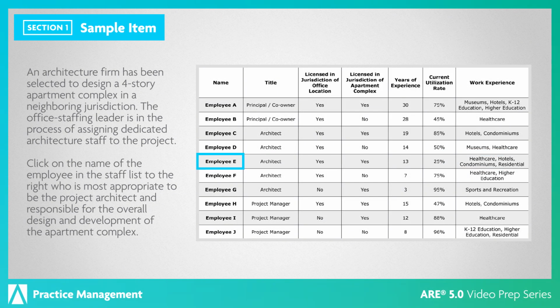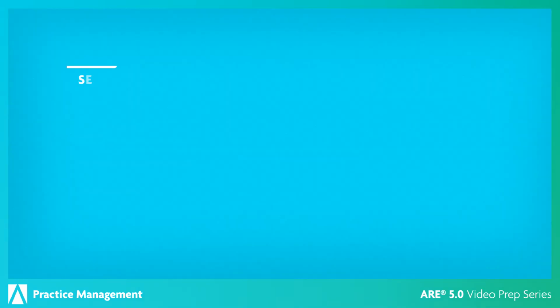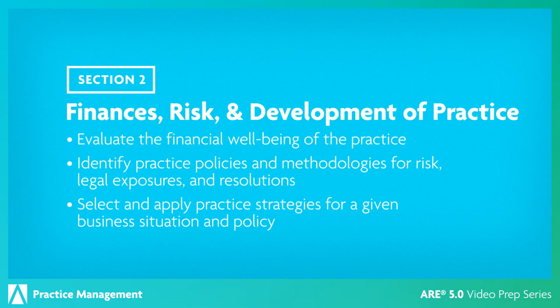Based on the information provided, this makes Employee E the most appropriate choice to serve as project architect for the new apartment complex. This is an AE level item requiring you to evaluate firm resources and determine staffing based on the requirements of a building project. The Finances, Risk, and Development of Practice section is about how running and developing a practice requires attention to finances, the ability to mitigate risk and liability, and negotiation of services and contracts. This is the largest section within the Practice Management Division.